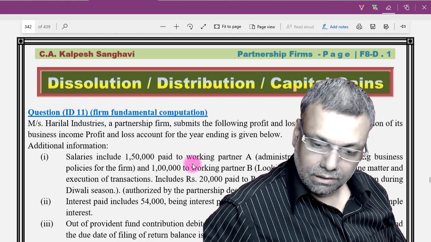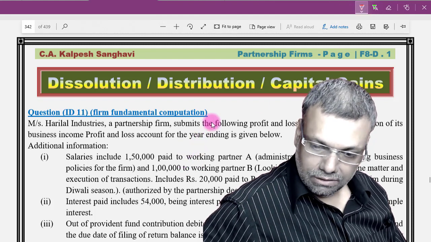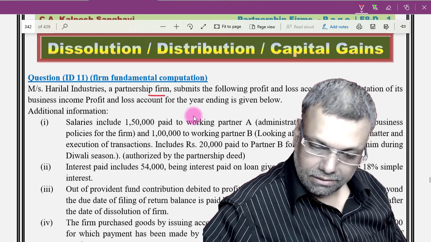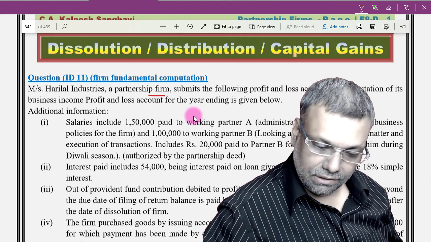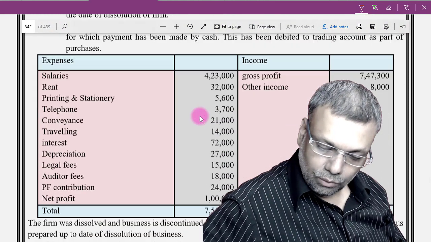Now friends, come to this particular part D. Again, a very, very important, beautiful concept. And this particular is a partnership firm. Understand hardcore basic things first of all. And computation of this profit and loss and all that is given to us.